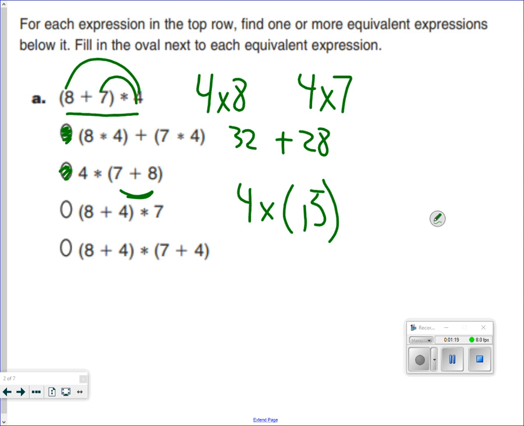And let's see any of the other ones. Well, we have 8 plus 4 times 7. That doesn't work because you're putting the 4 into the parentheses. So that would be 12 times 7. That is not the same as 4 times 15. And then 8 plus 4 would be 12 times 7 plus 4, which is 11. 12 times 11, that does not equal the same. That's a much different number, a much higher number, because they're multiplying inside here. So the first two would be equivalent expressions.